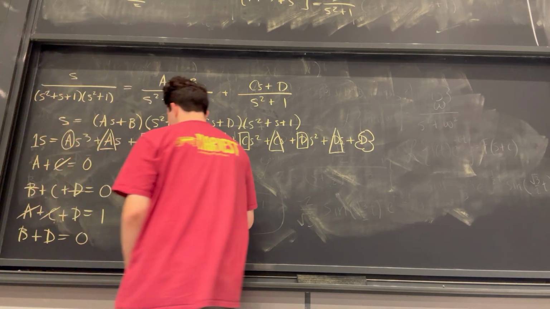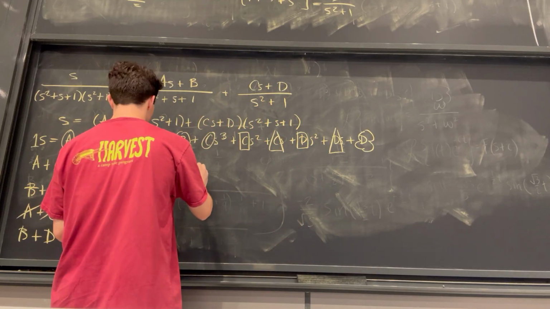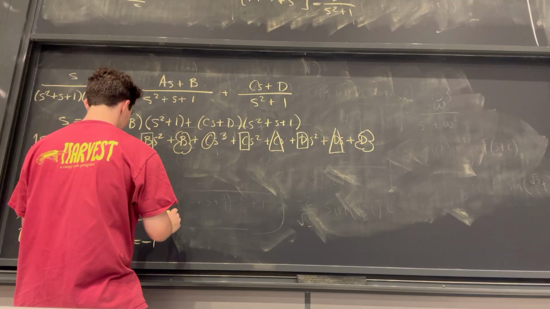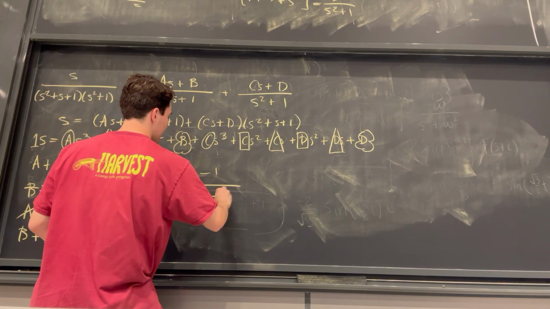So now I have decomposed this into the partial fraction as plus b, which is just going to be -1 all over s squared plus s plus 1.